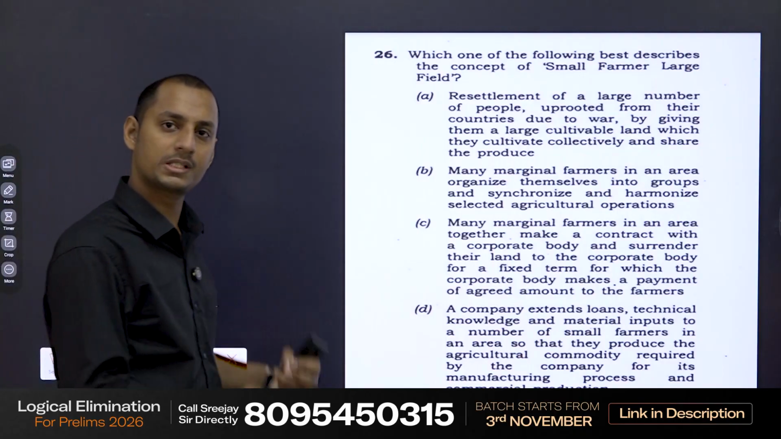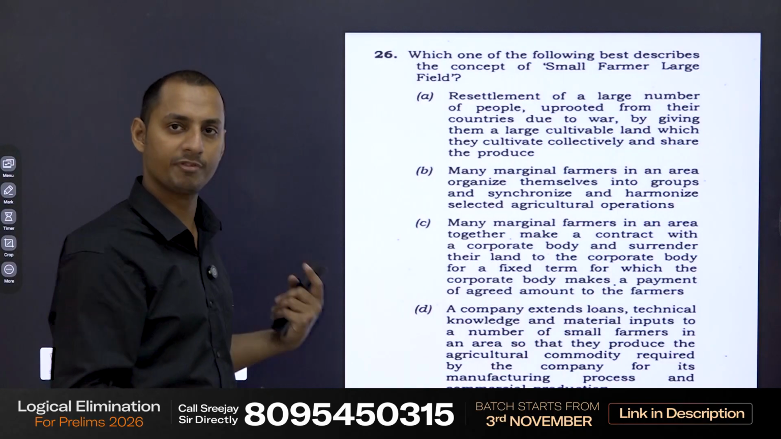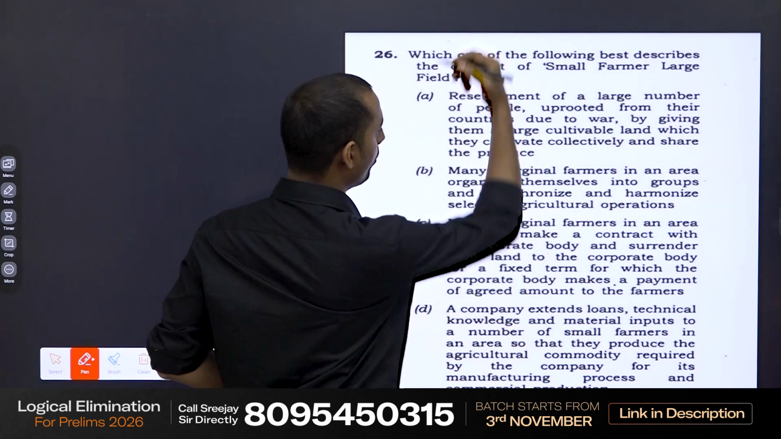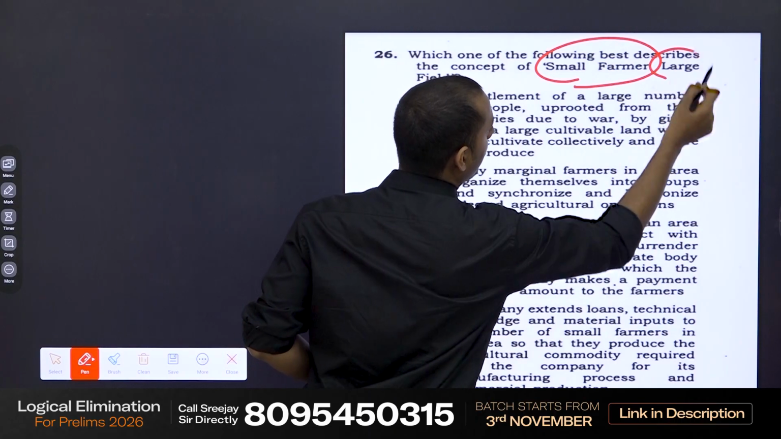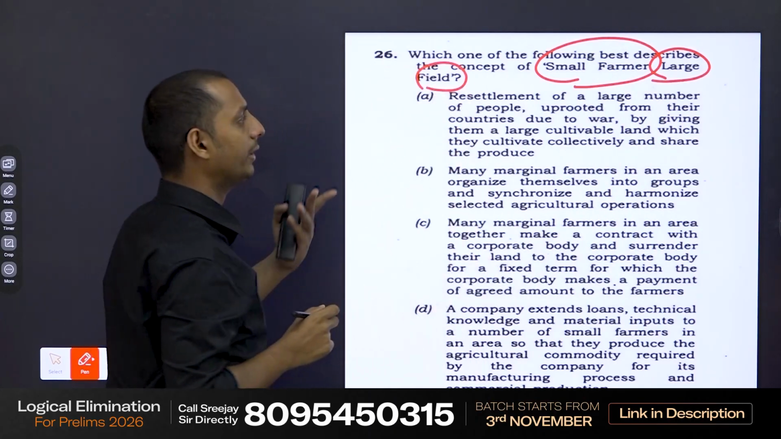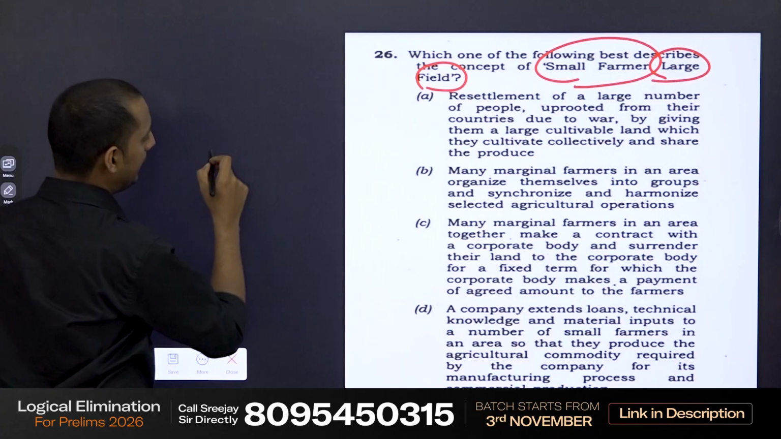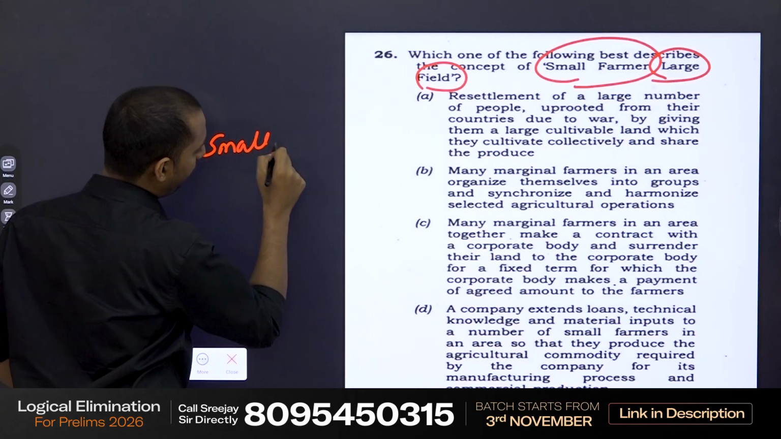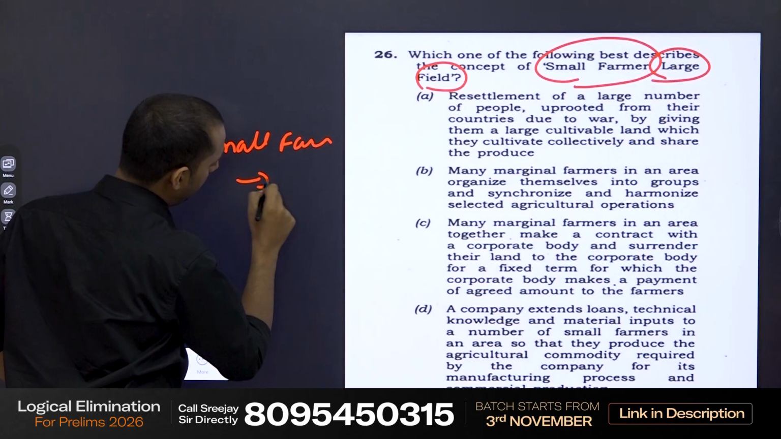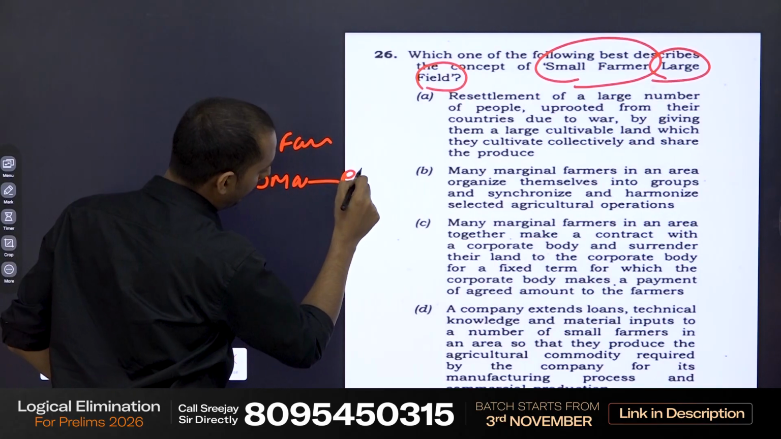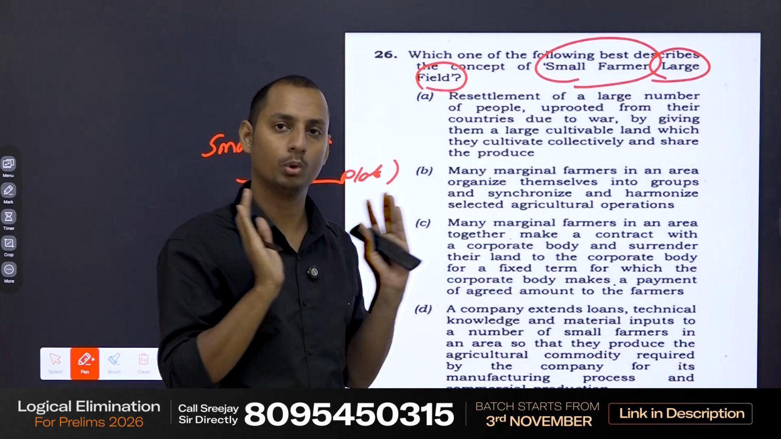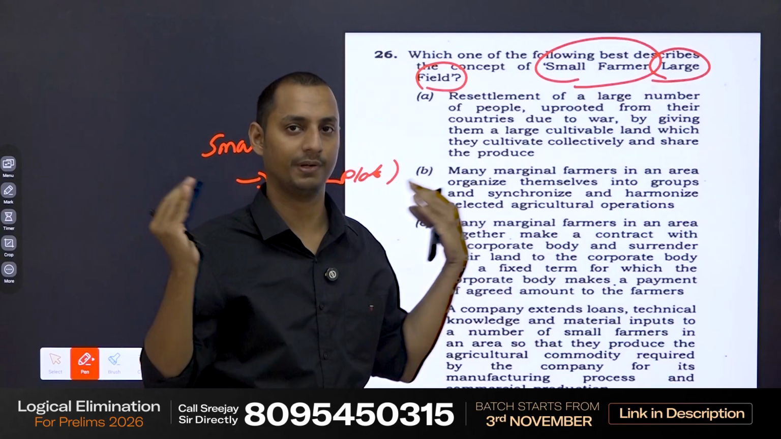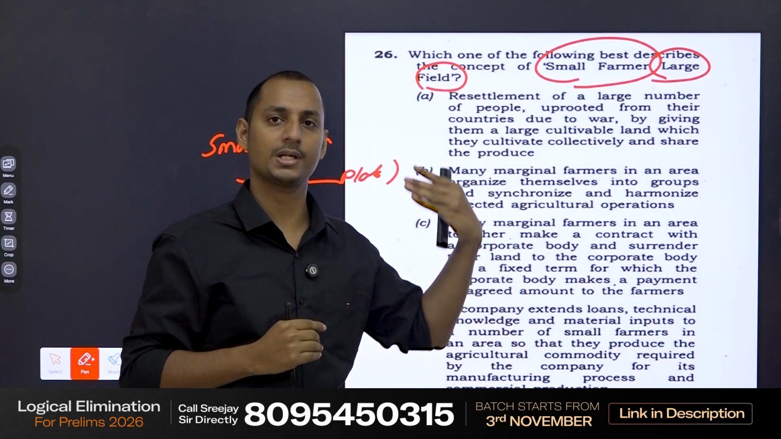Now, moving on to the next question. This is something we have already done in the first video. If you have not watched it, please go and watch the first video. Now, what is the term here? Small farmer, large field. What comes to your mind when you hear small farmer, large field? It can be a number of small farmers coming together and cultivating in a big plot, right? Small farmers coming together, holding their land and cultivating in a large field of land. Now go for that option which has the same meaning.